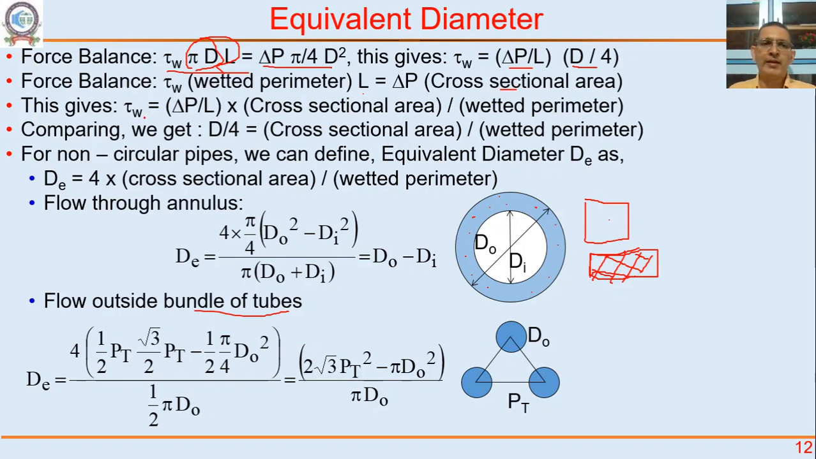So this will give you tau W equals delta P by L multiplied by cross sectional area divided by wetted perimeter. Now if I compare this and this, d by 4 will be cross sectional area divided by wetted perimeter. So for a non-circular pipe, we define an equivalent diameter as 4 times cross sectional area divided by wetted perimeter. So if you have flow through an annulus, that is this particular case.